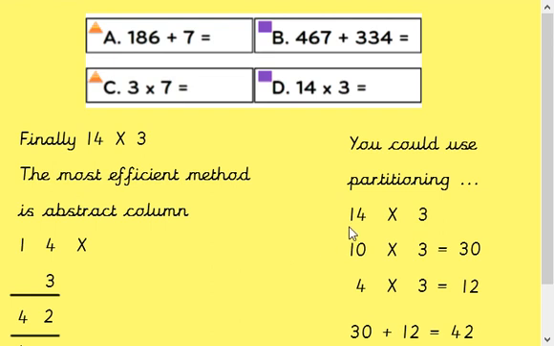We could have taken the 14 and broken it up into 10 and 4. And in this case, we would need to multiply both bits by 3. So 10 times 3 would make 30, and 4 times 3 would be 12. We would have to recombine the numbers again. So 30 plus 12 would give us 42. And we can check that against our answer from the abstract method to make sure that they agree.